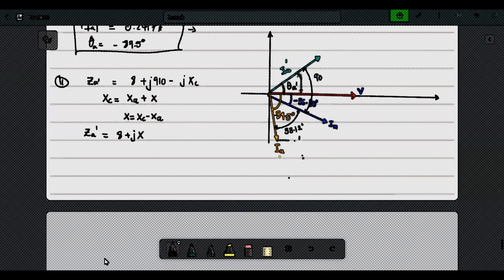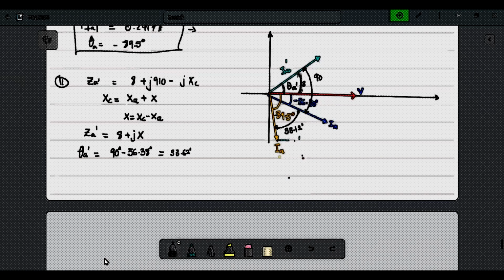So phi A prime will be equal to 90 degrees minus 56.38. If you subtract the two, you get about 33.62. So this angle here is simply 33.62. Now I have to find the reactance.